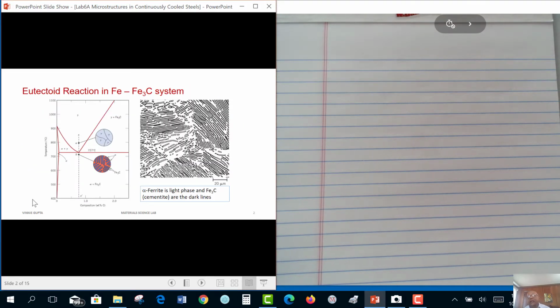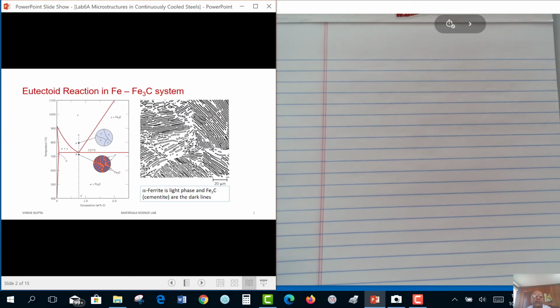So let's see. In lab number 5, you learned about annealed steel. In annealed steels, what we do is we cool very, very slowly. When we take a eutectoid steel, at high temperature it is austenite, and when we slowly cool it, essentially we keep the specimen in our furnace and turn off the furnace, and then it slowly cools through.